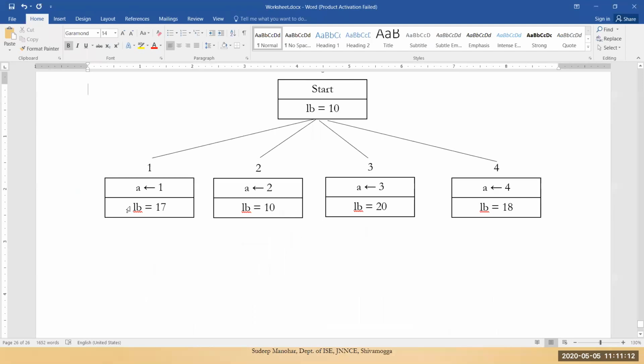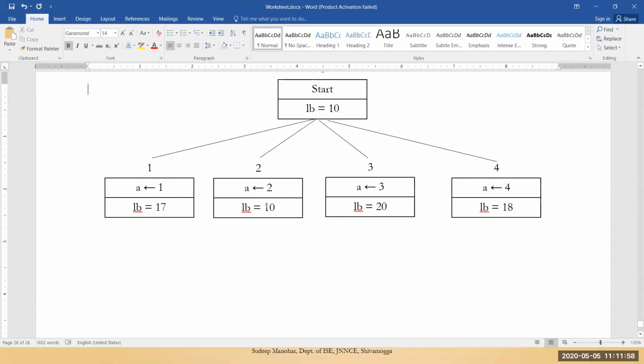Once you complete the level number 1, now you check all the leaf nodes. As you complete any level, you verify the values in the leaf nodes. So which are the leaf nodes? 1, 2, 3, and 4 are the leaf nodes. In 1, 2, 3, and 4, which is having the minimum lower bound? The node having the minimum lower bound is node number 2. That means this is the promising solution, and the rest of the nodes may be considered as infeasible solutions, non-promising solutions. Why they are considered infeasible, let us see later.